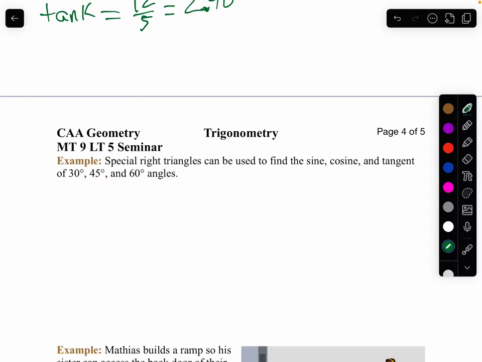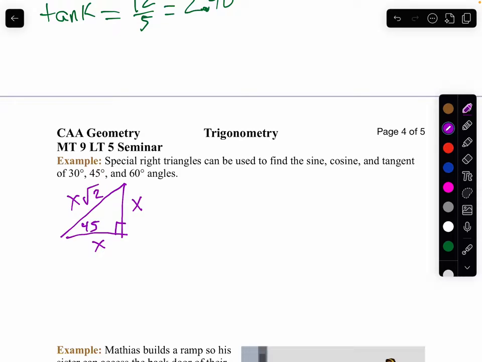I can use my special right triangles to find the exact values of sine, cosine, and tangent of 30, 45, and 60-degree angles. Let's start here with our 45-degree angle. Remember I told you to memorize the ratios for a 45, 45, 90 triangle? Here is what I meant. So I got x, I'll use x this time, x, and x times the square root of 2.